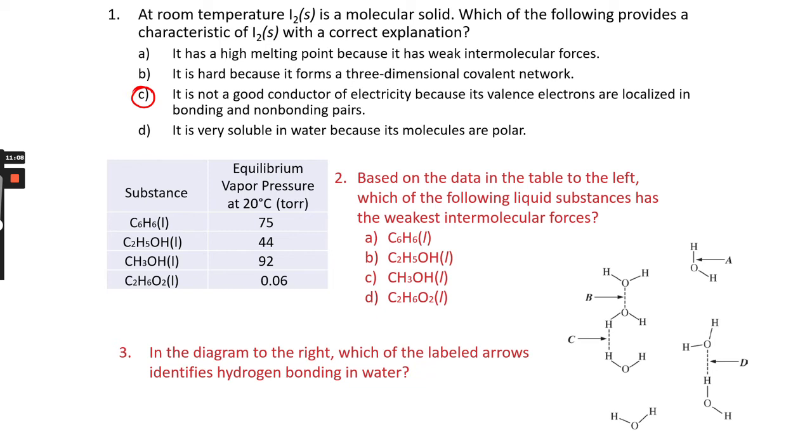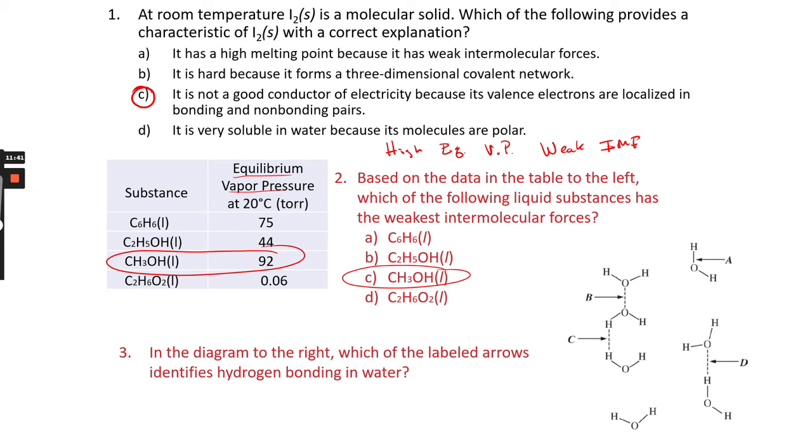Now let's look at number 2. Based on the data in the table on the left, which of the following substances has the weakest intermolecular forces? Well, what is the data showing us? Equilibrium vapor pressure. And what did we say about vapor pressure? If you have high equilibrium vapor pressure, you have weak intermolecular forces. So which one has the highest? That means C has your weakest intermolecular forces.